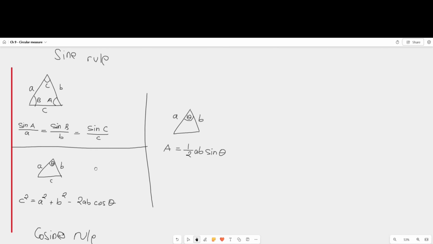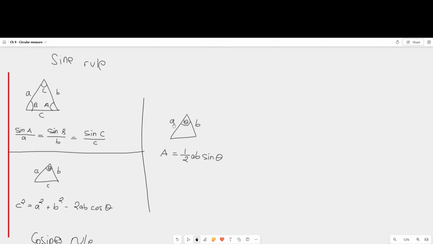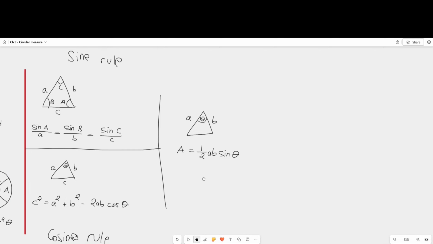And then this last formula gives you the area of a triangle with two sides a and b and the angle theta in between them, and the area is just given by half ab sine theta.